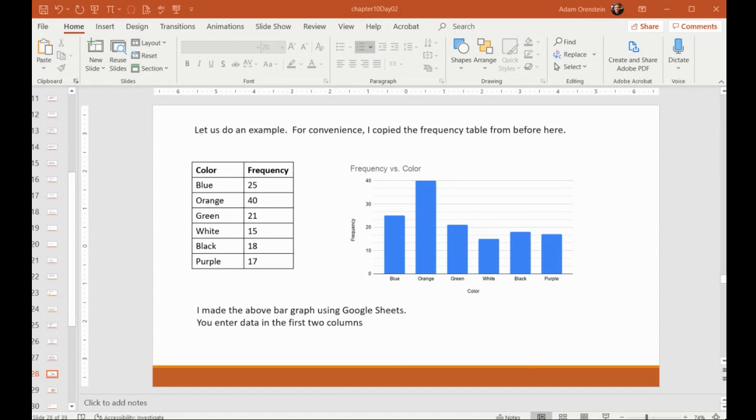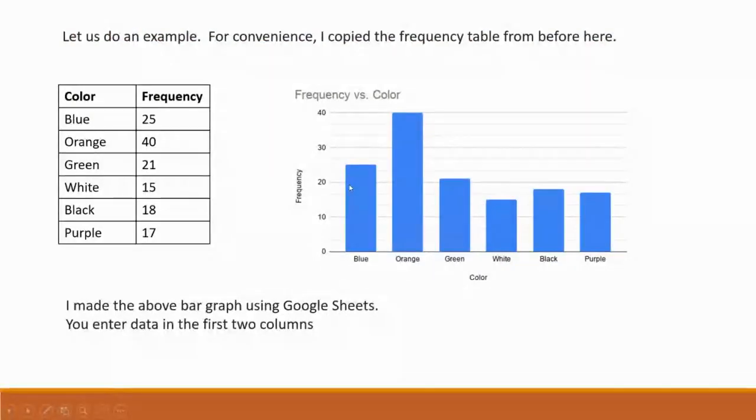All right. So anyway, this is what we can get from a frequency table. You can get what's called a bar graph.